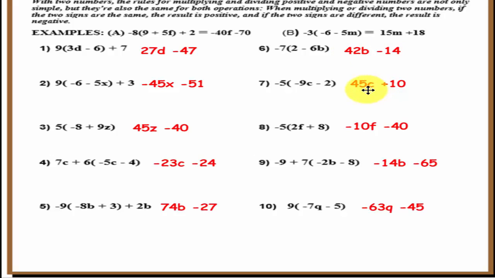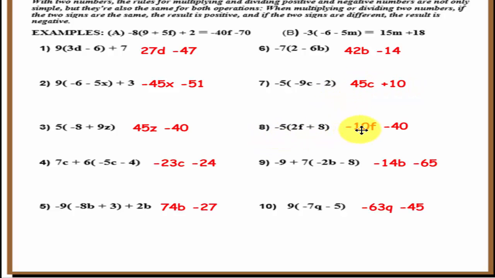And for 7, it should be 45c plus 10. Negative times a negative, right, is going to be a positive. And negative times a negative over here is a positive. So, you have 2 positives as a result.